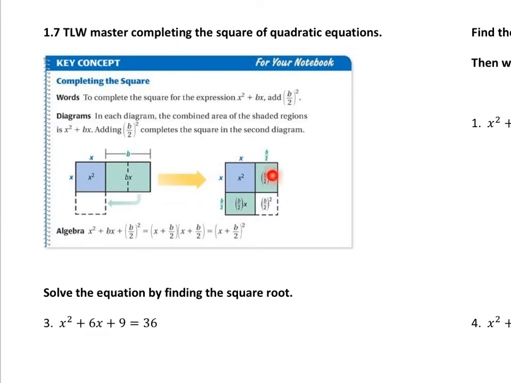So you add those in. Add that piece in, it completes the square. So x squared plus bx plus b divided by 2 squared equals the quantity x plus b divided by 2 times the quantity x plus b divided by 2, which is the quantity x plus b divided by 2 squared. The biggest thing is, notice there's no a, it has to be 1x squared. So let's take a look at some examples.